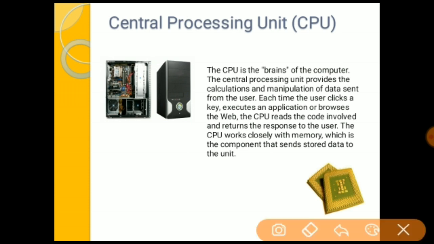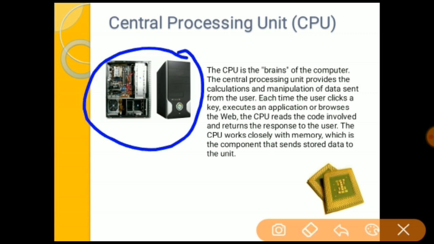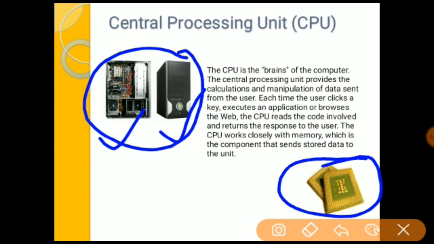Okay. Here you can see we have two different pictures. The first picture is the outer part of your CPU and the second one is the internal part. In the internal part, there is this chip that is basically used to store everything and perform the calculations very easily.